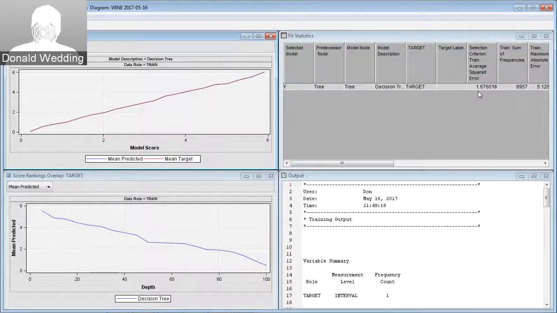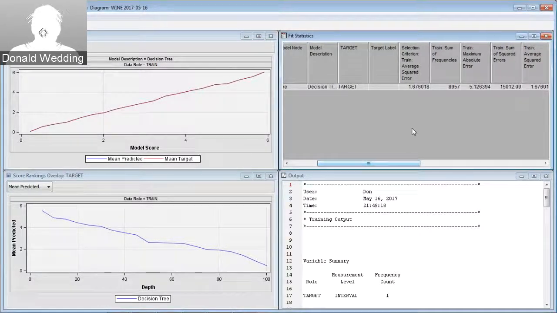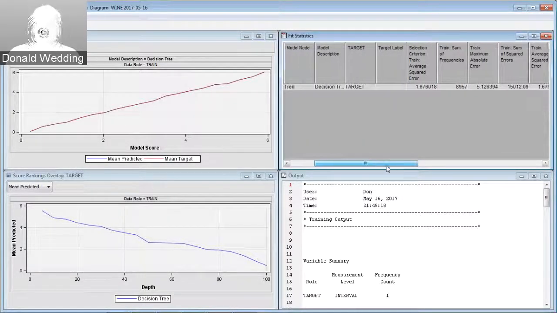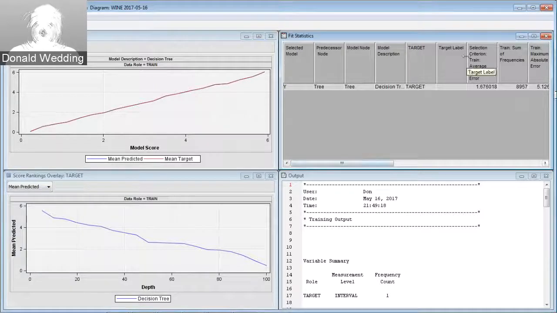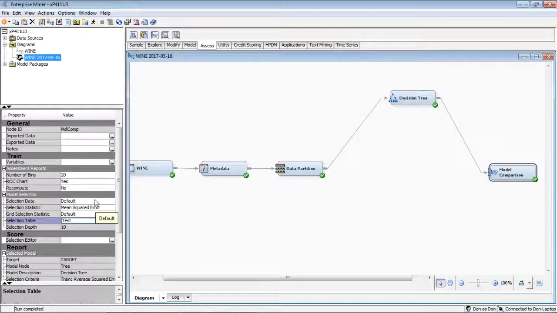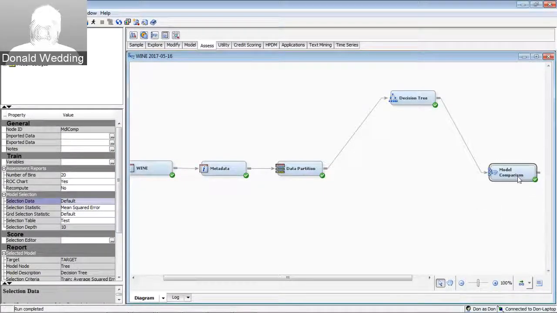So the tree is on our test data set. Well, I thought we should be doing test data set, train. Oh, here it is, selection. Train, I thought we said test. Didn't we say test? Yes, we did, selection table, test. Oh, well, I thought it should say test here, I'm sorry.